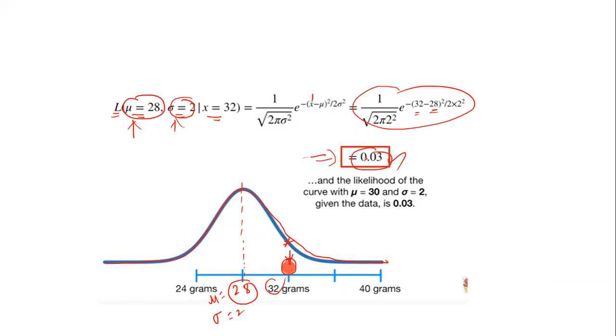So probably this may not be maximum. How do we know that? That's what we want to identify, right? So this is just one case.